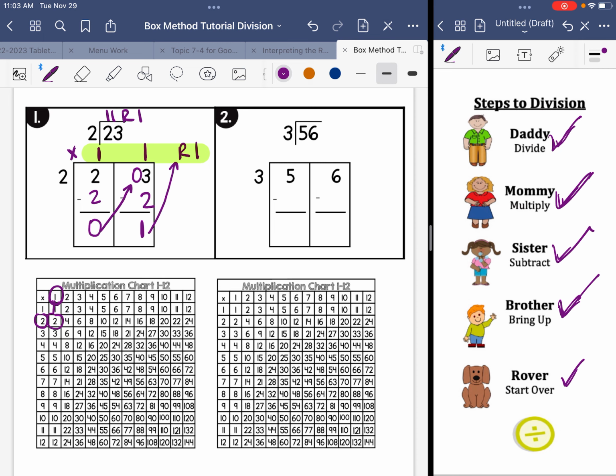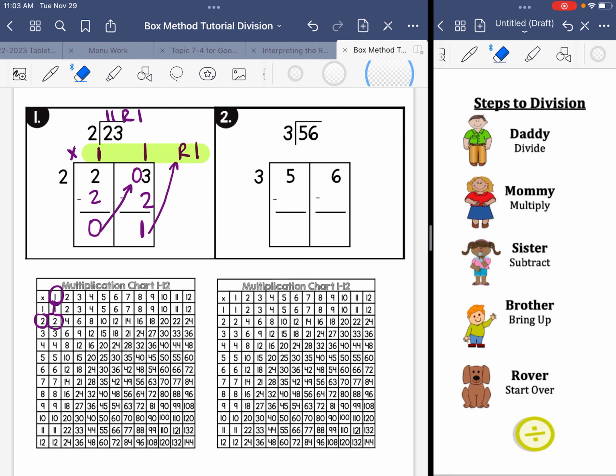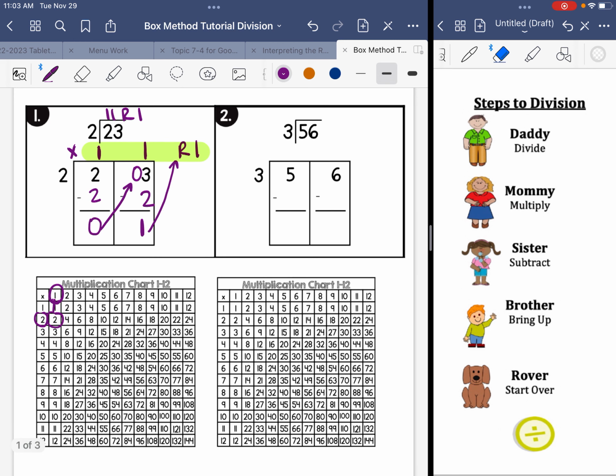Okay, let's try another one. All right, let's try 56 divided by 3. My divisor is 3, my dividend is 56. The first question we're going to ask ourselves is daddy divide. How many groups of 3 fit into 5? So you go to your 3's and you go to 5 or smaller. 6 is too big, but we can use 3.